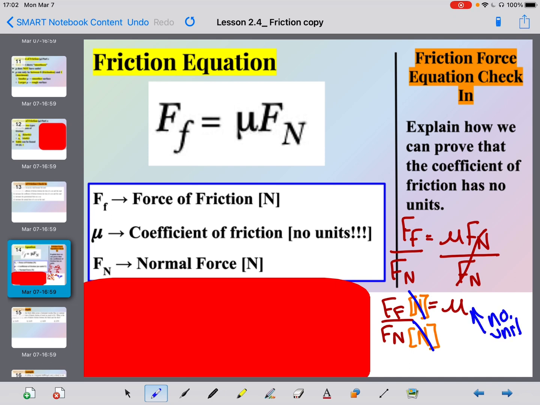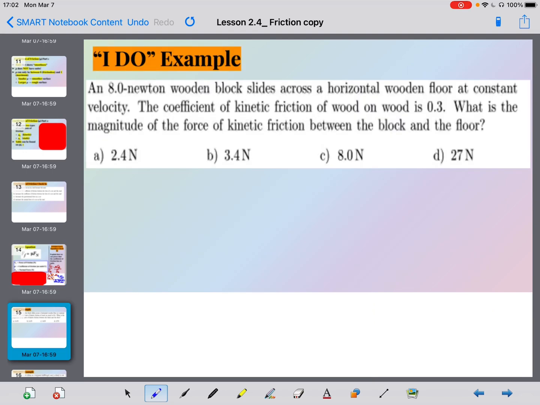Okay, so that only happens because newtons cancel out. Okay, so because the force of friction and the normal force have the same units, one is in the numerator, one is in the denominator, newtons will cancel out, leaving the coefficient of friction, quote unquote, naked because it doesn't have a unit next to it like most of our numbers do. So let's try an example.